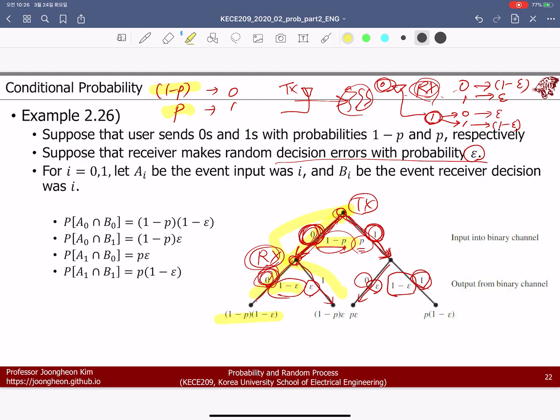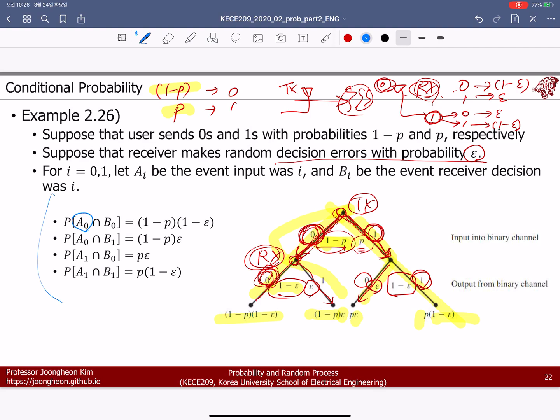When we have this path, we have 1 minus p and epsilon. When we have this path, we have p multiplied by epsilon. When we have this path, we have p multiplied by 1 minus epsilon, okay? And this can be denoted as the left-hand side.